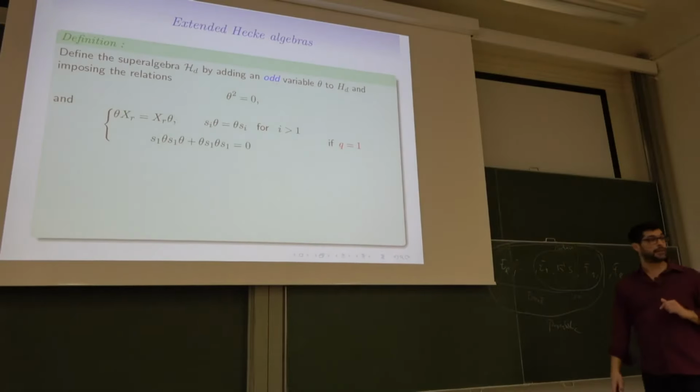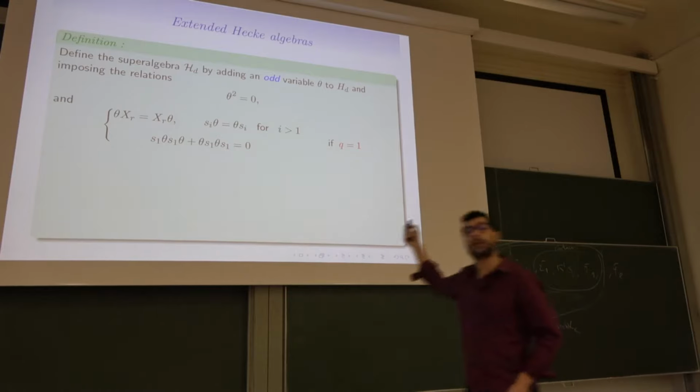So before the differential and the cyclotomic, let me say what corresponds to floating dots here. We had a new variable, which is odd. So we want a superalgebra, and impose some relations. It squares to 0, it's odd. It commutes with all the polynomial variables. It commutes with all the s_i except for the first one, and there it satisfies this relation.